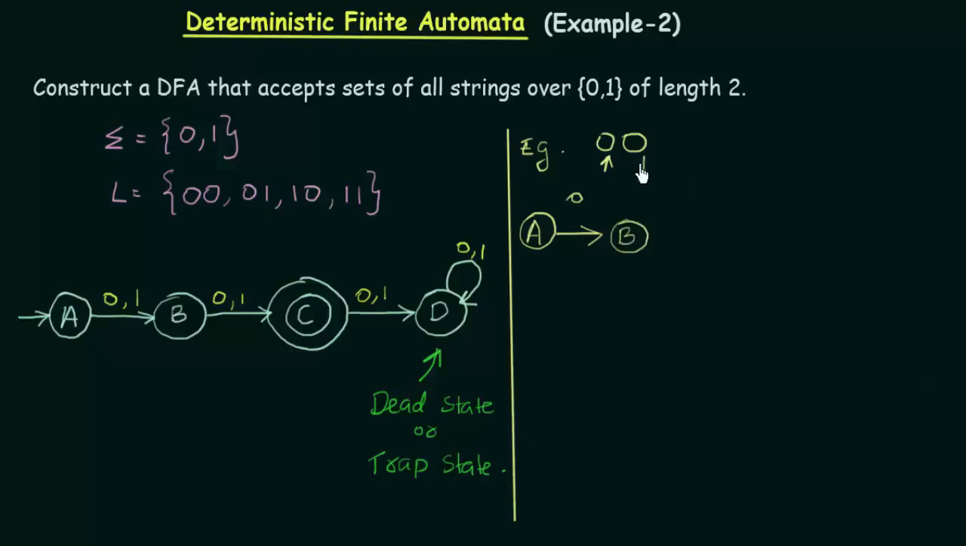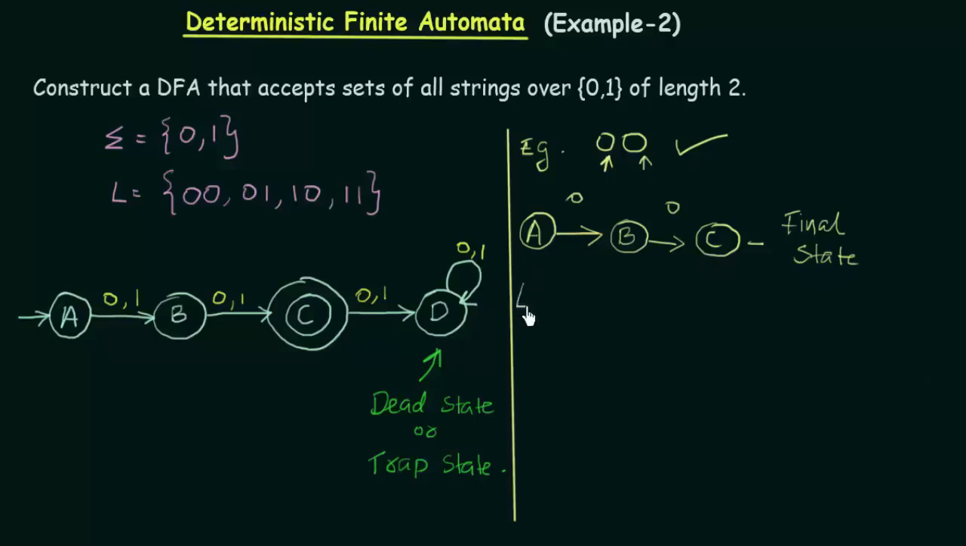And what is the next input? The next input is again 0, right? I'm in state B right now and I get input 0. So in state B, if I get input 0, where does it go? It goes to state C. Now I've reached the end of the string, and at the end of the string I am in state C. Is state C the final state? Yes, it has a double circle, which means it is the final state. Since state C is the final state, this is accepted. Whenever a string reaches the final state, it shows that it is accepted. So 0, 0 is accepted, right?